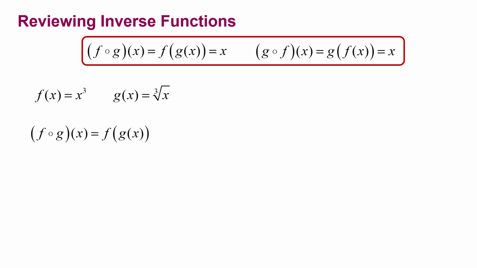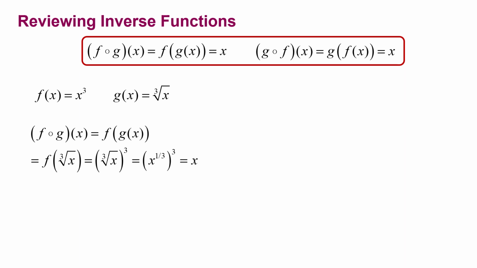So let's begin with f composed with g at x, or f of g of x. And this equals f of cube root of x. And since the function f cubes its input, we have cube root of x quantity cubed. Rewriting the cube root as x to the power of 1/3, then multiplying the exponents of 1/3 and 3, we get x to the power of 1. So in other words, f composed with g of x equals x for our two functions, f of x equals x cubed and g of x equals cube root of x.